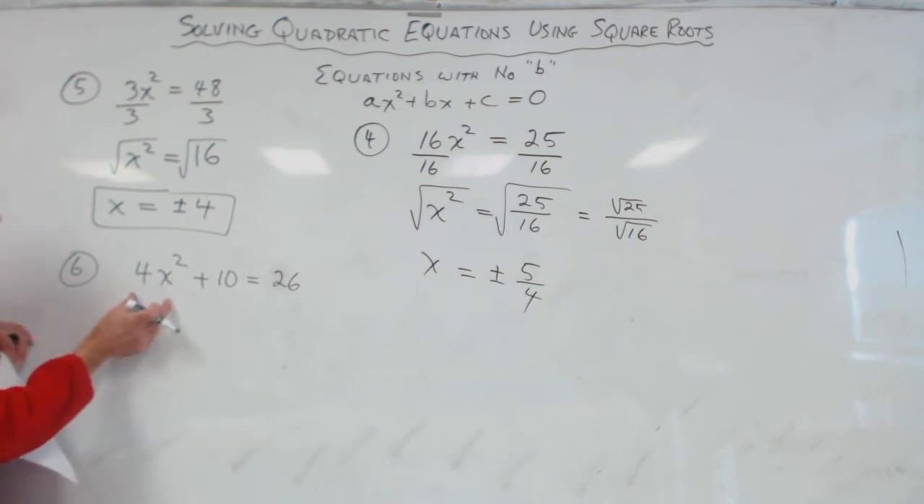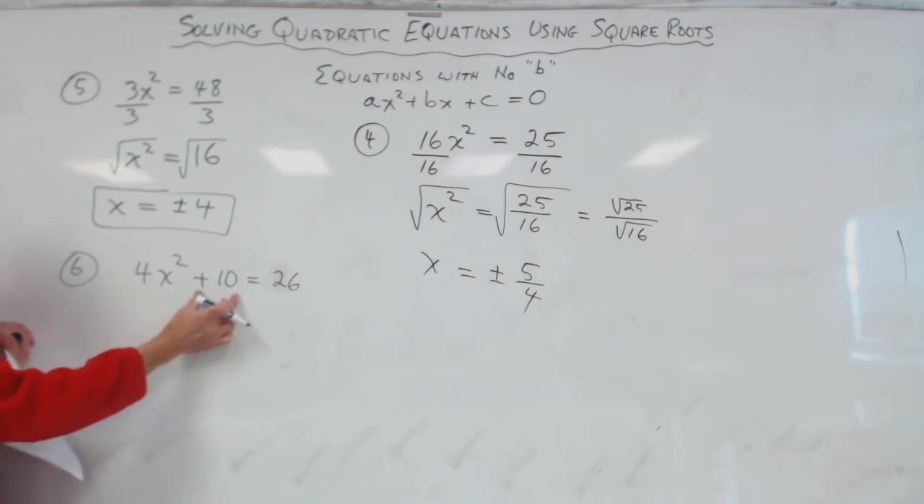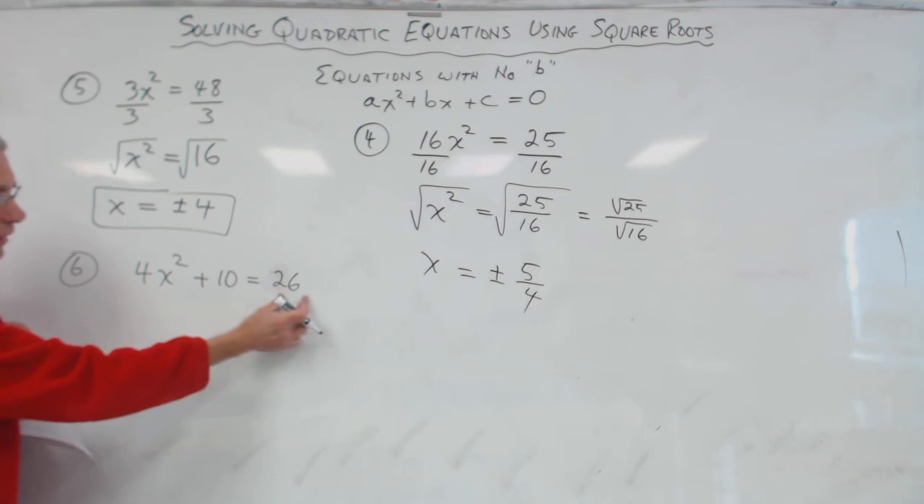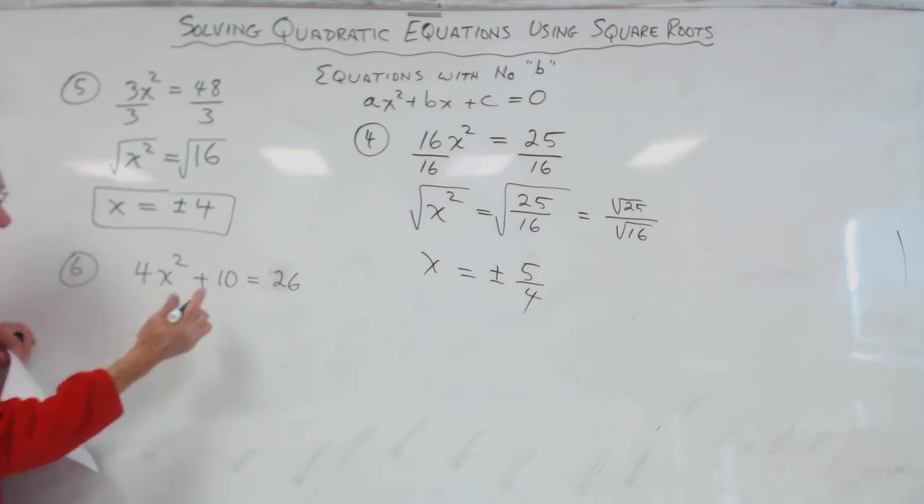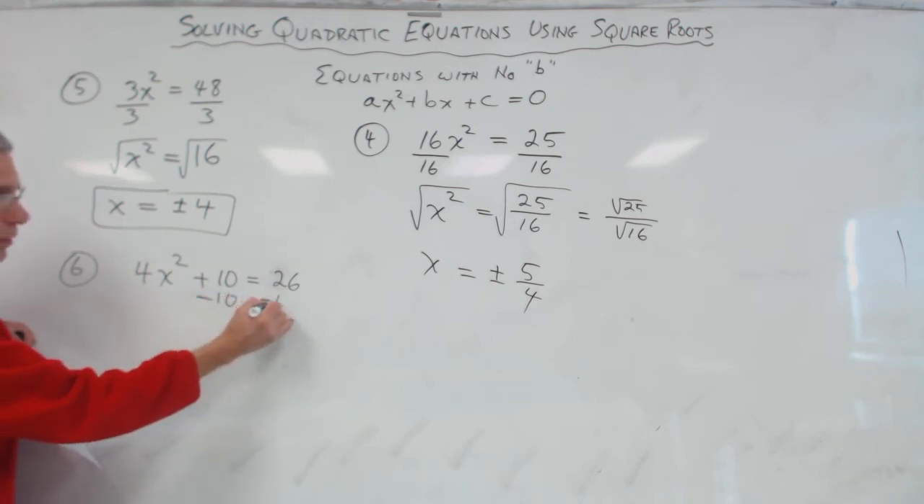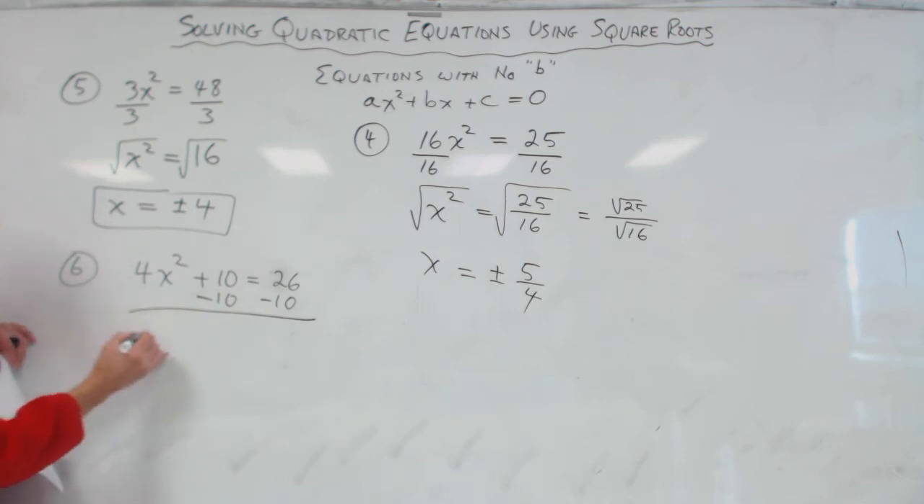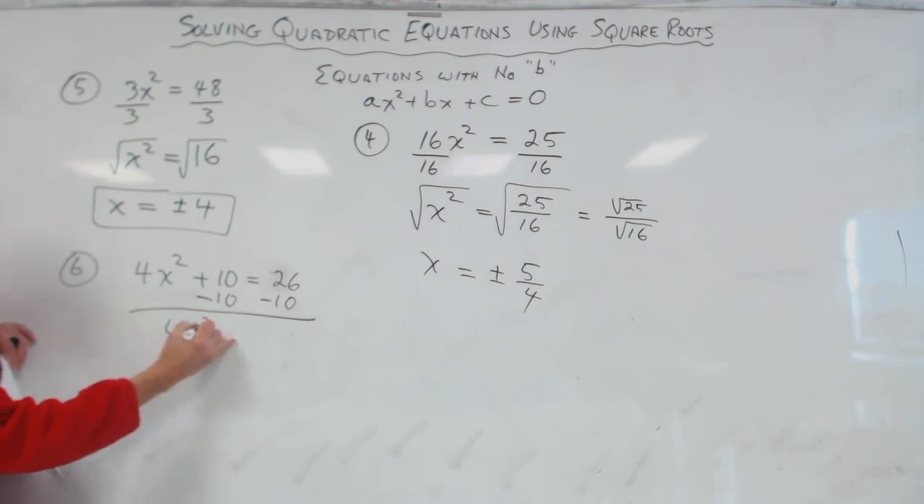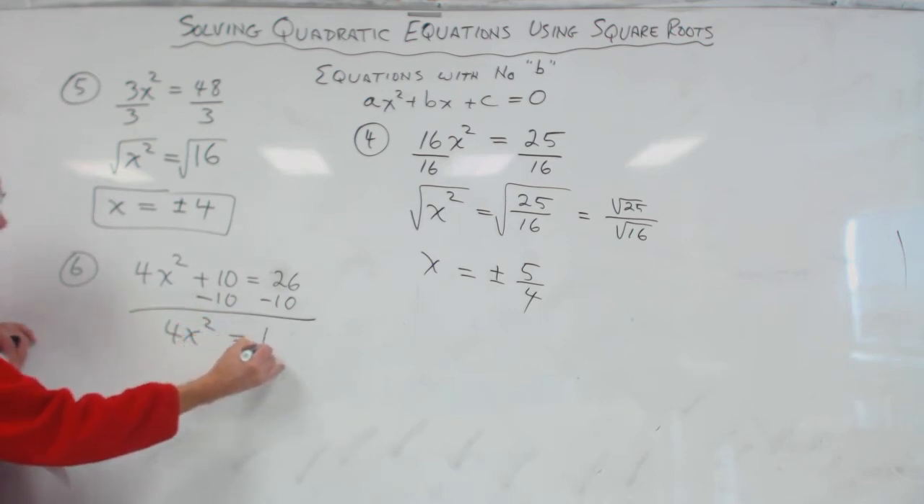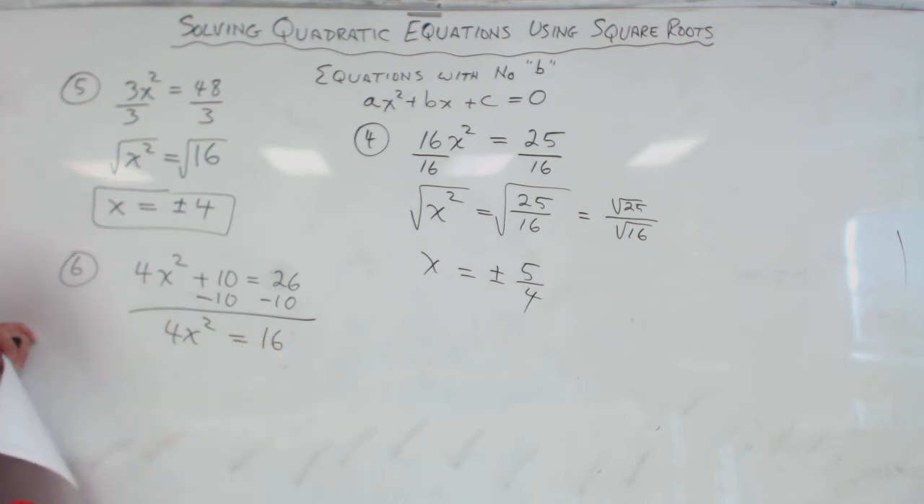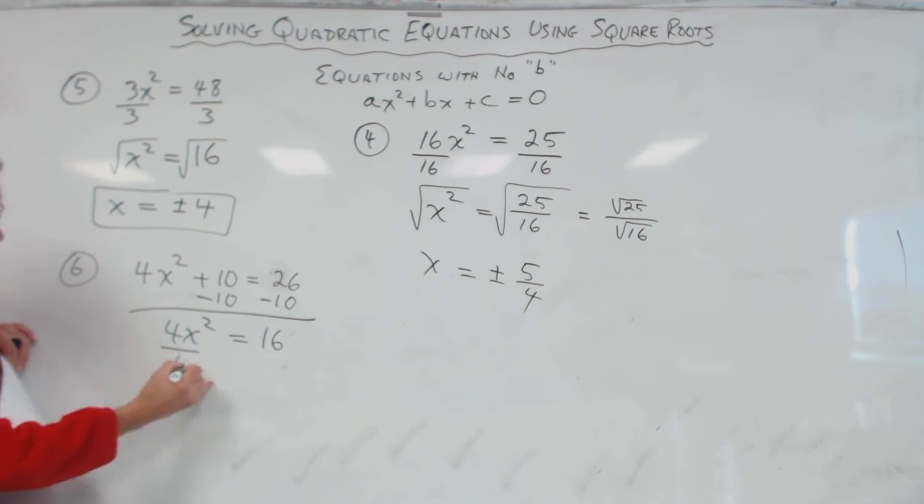Well, wait, I want my x alone. Oh, wait, no, you have to divide. I don't want this here, right? This is okay. I want things on that side, but I don't think I want this. Minus 10. So minus 10, and then minus 10, that's 4x squared equals 16. And then you do the square root. Wait, no. First, you want to divide by 4 before you do that. Divide by 4, right?